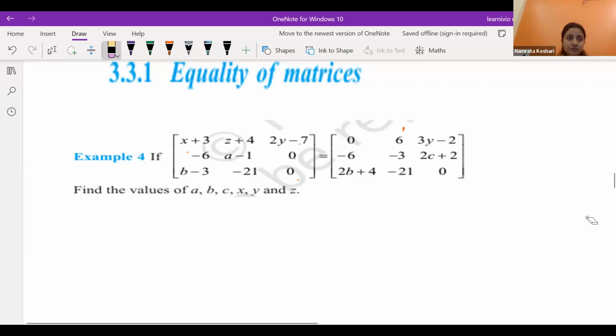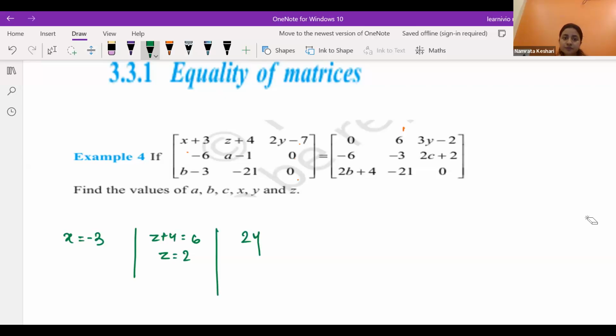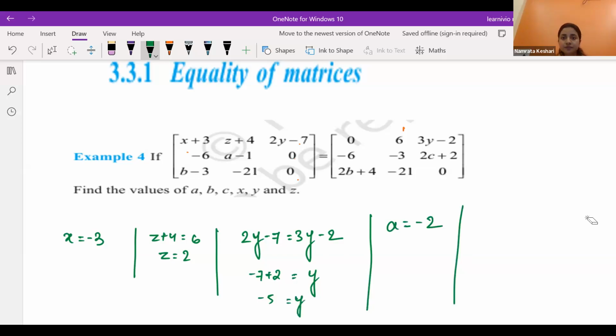And then Z plus 4 is equal to 6, so Z is equal to 2. Perfect. Z is 2. Then Y we will do later. What else can we do? A minus 1 equals -3, so A is -2. Y is -5. Y is equal to -5.